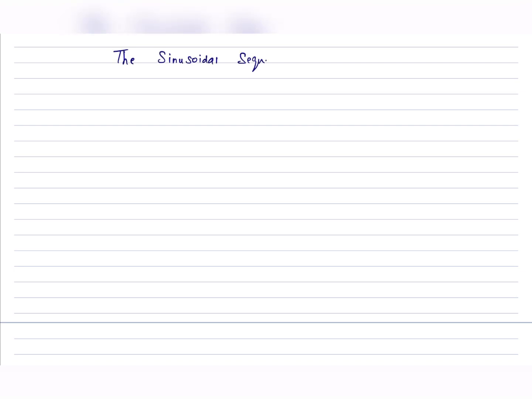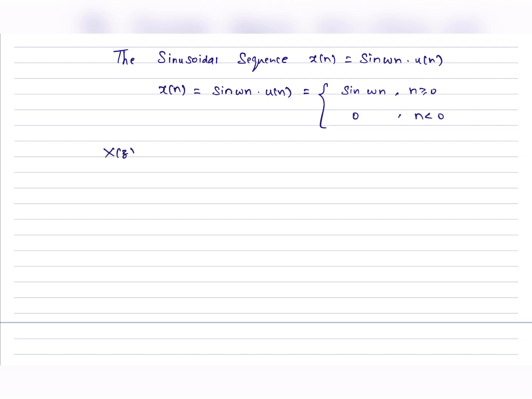For the sinusoidal sequence x of n, which is sin omega n into u of n, we are going to see the transform for this function. So let us first understand what x of n is, which is nothing but sin omega n into u of n, which could be written as sin omega n for n greater than or equal to 0, and for n less than 0 it is going to be 0.